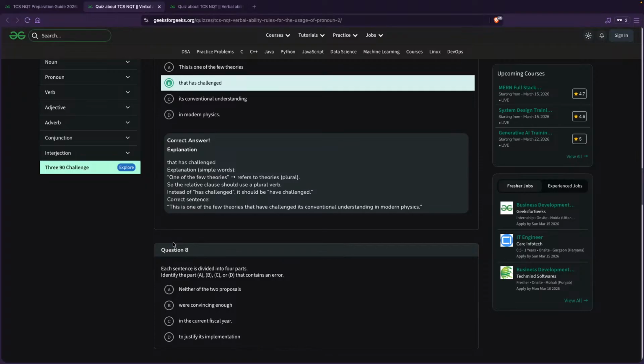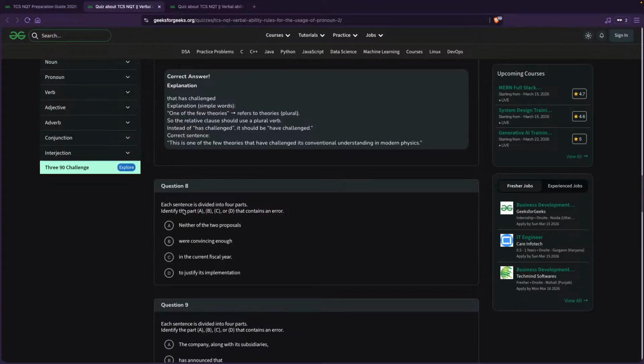Simple words. One of the few theories refers to theories, plural. So the relative clause should use a plural verb instead of has challenged. It should be have challenged. Yeah. Each sentence is divided into 4 parts.